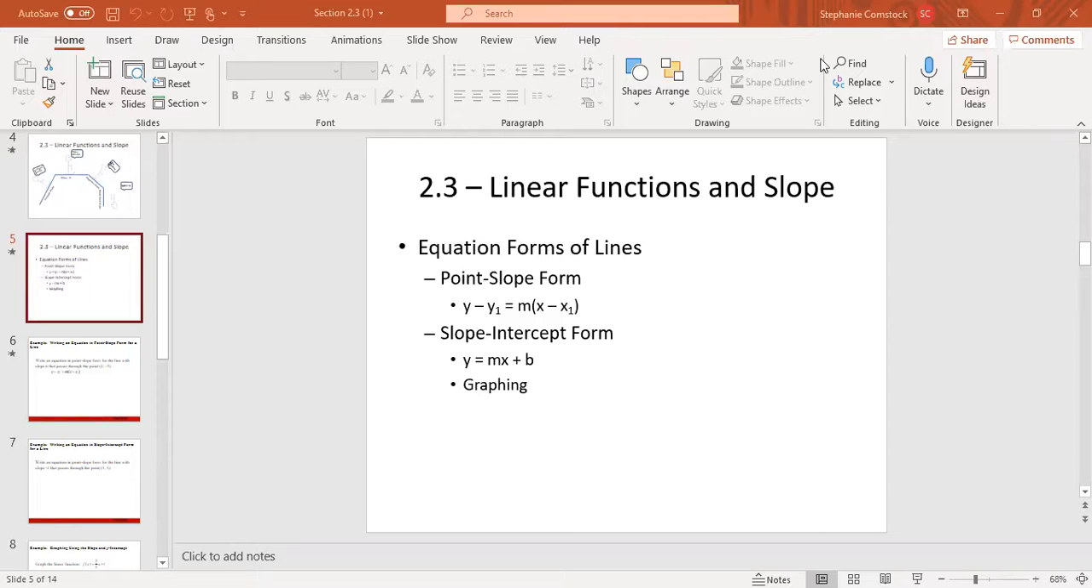So in order to work with point slope form, you're going to need a point, so an XY ordered pair. And in this case, it is going to be this X1, Y1 that you're seeing in this formula, and a slope, which is going to be M in this case.